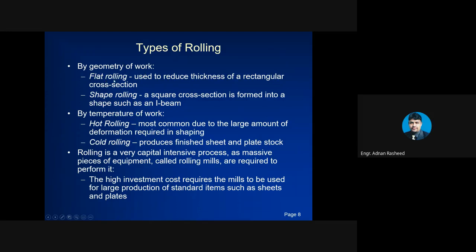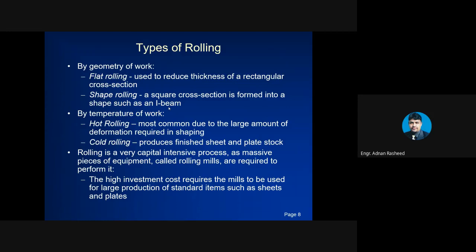So the first one is flat rolling. It is used to reduce the thickness of rectangular or flat cross-sectional parts. You have already seen in the previous slide the example of flat rolling. In shape rolling, a square cross-section is formed into a shape such as an I-beam. In coming slides, you will also see the example of shape rolling, in which you have a square cross section and then in multiple steps you get shapes like I-beam, H-beam, T's, etc. So that is the example of shape rolling.